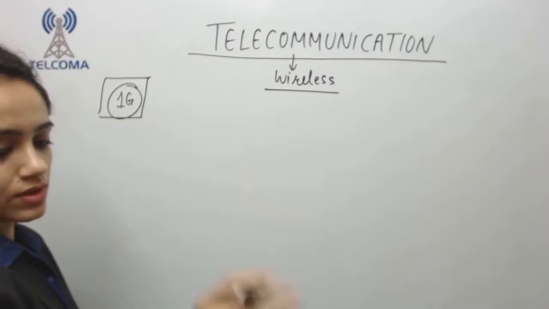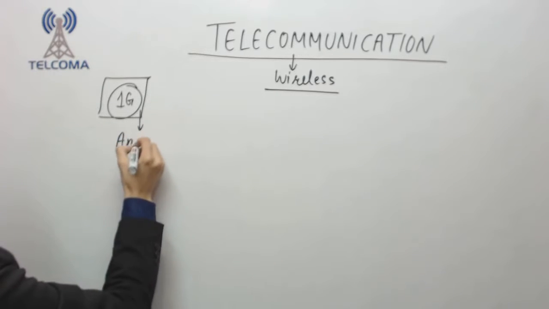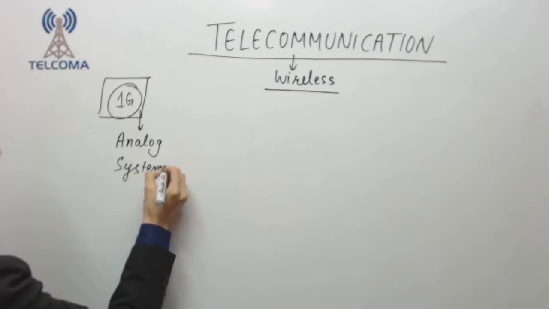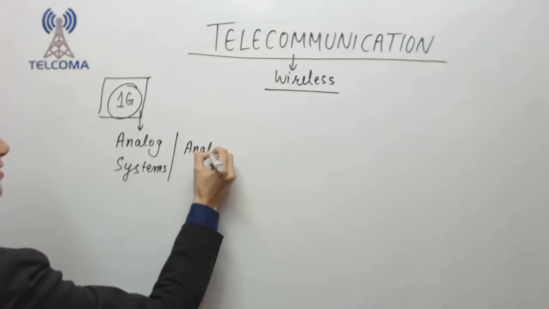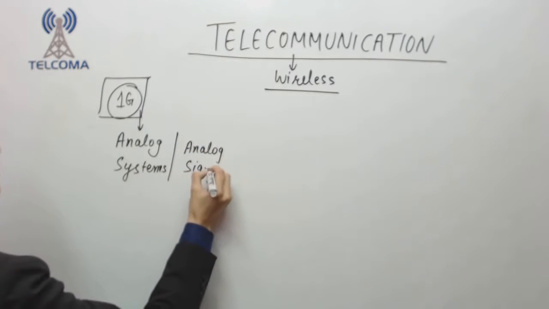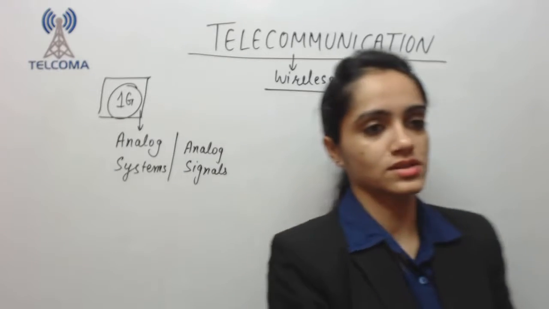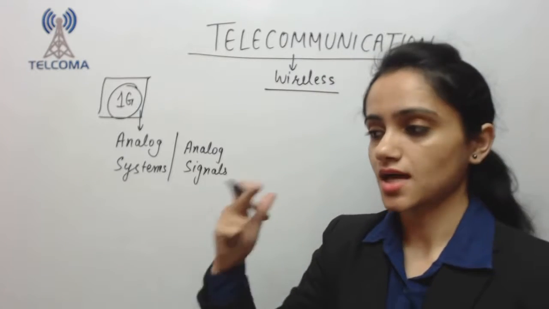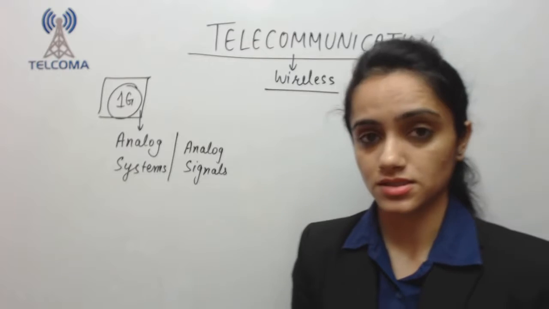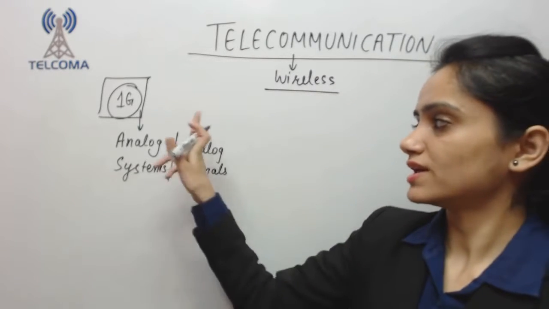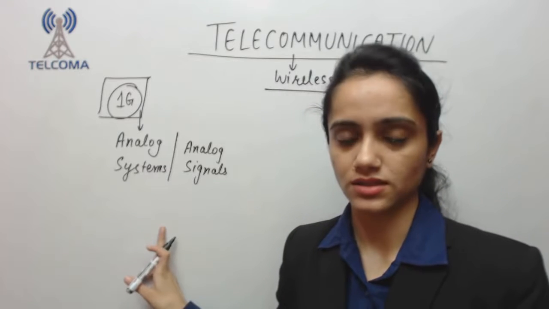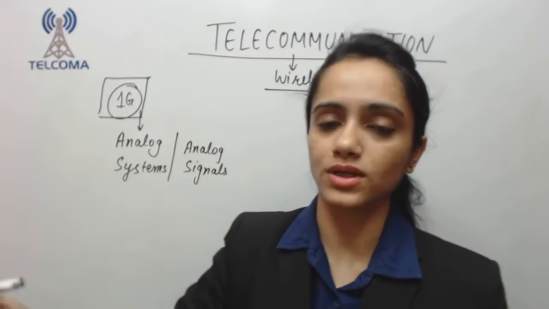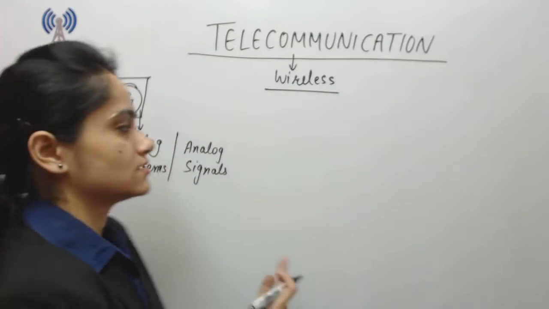Now in this 1G, what do they prefer? They prefer analog signals. That means all processing is of analog signals, like when I am speaking, the waveform which I am radiating is an analog signal. It is not converted into digital, because that is another era. So 1G uses analog signals. Now, we know the disadvantage of analog signals: they are not able to cover a long distance.